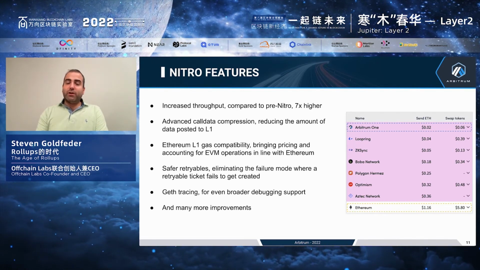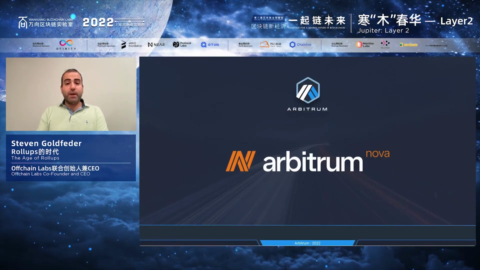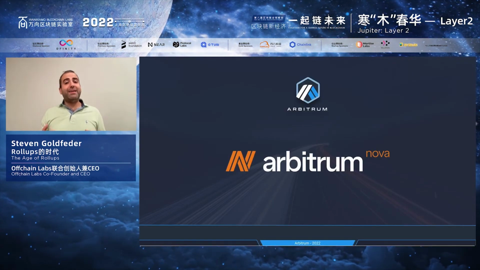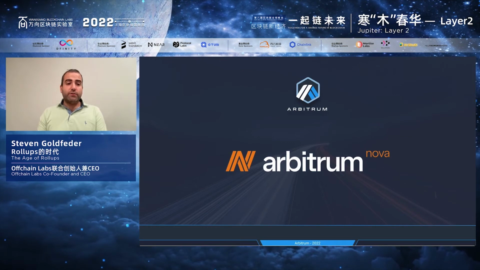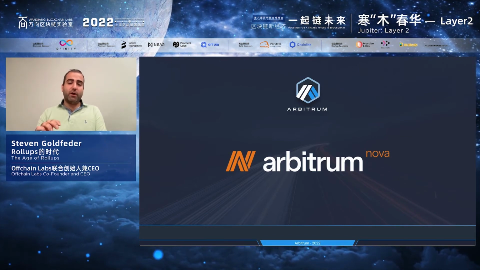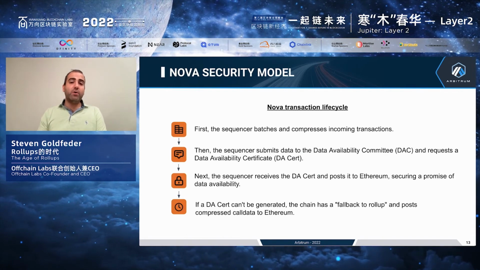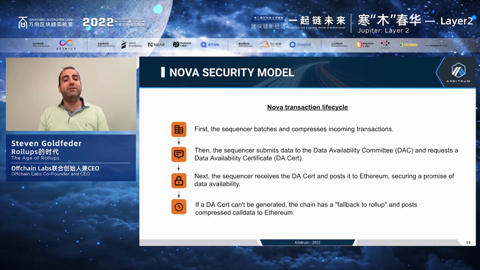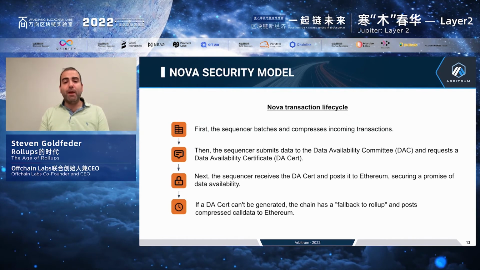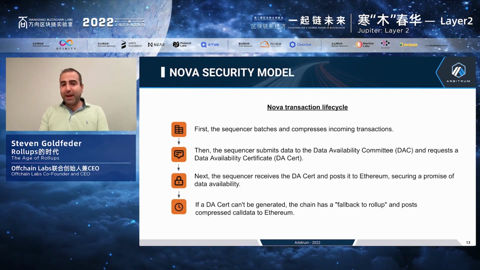Now, just to touch on Arbitrum Nova for just a minute. What is Arbitrum Nova? Remember, that is our AnyTrust chain. So the question is, how does that work? Let's talk about that a little bit. Remember, the key of AnyTrust is that it doesn't post the data on Ethereum. Instead, it sends it to a data availability committee. In practice, what does that look like from a technical perspective?